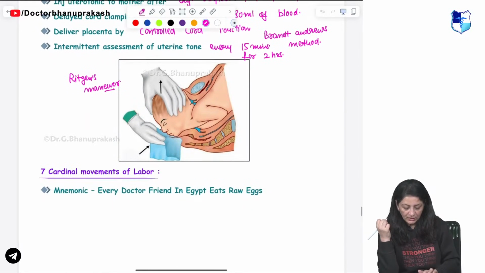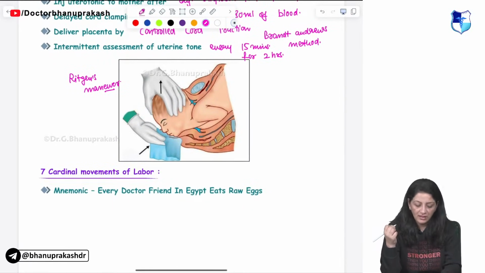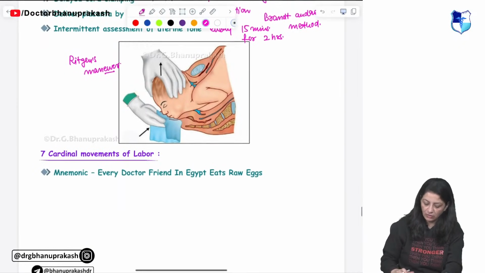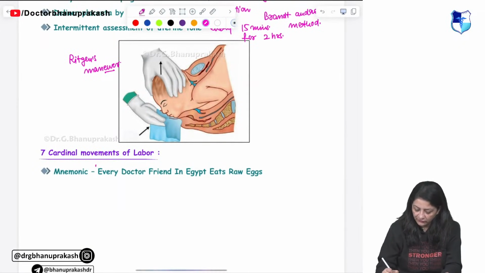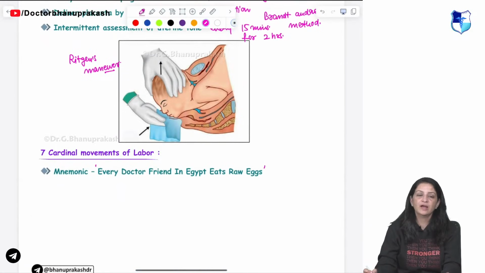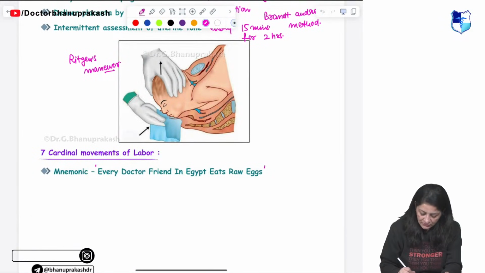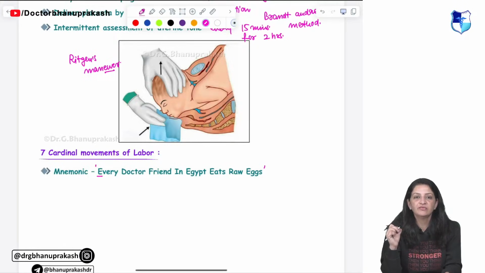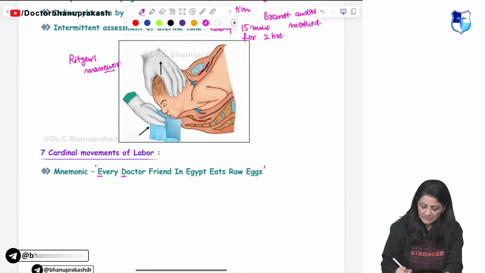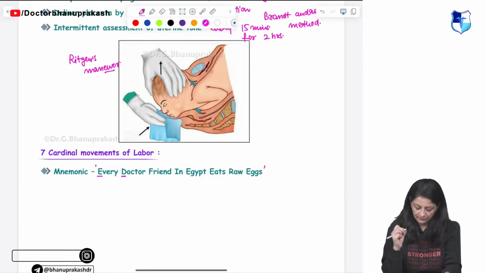So there are cardinal movements of labor. Just remember the mnemonic: Every doctor friend in Egypt eats raw eggs. So E stands for engagement of the fetal head. D stands for descent. F means flexion. Flexion like this. This is the flexion of the fetal head.